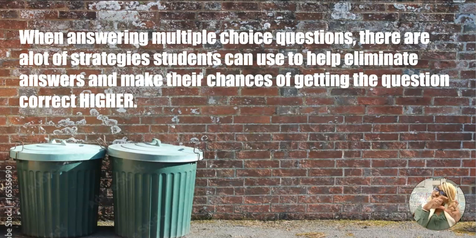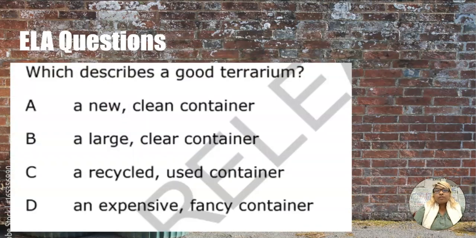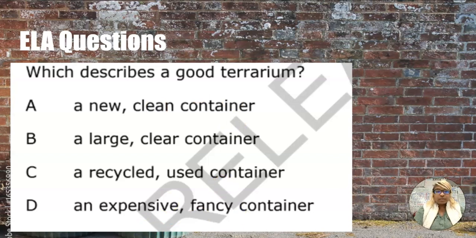So if you see the little spot up there where it says release test, that is because it is an actually released EOG. I took it straight off of the DPI website, but that watermark cannot get taken off. So you will see that, but we're just going to go through and I want to talk about some ways that students can use some strategies in reading, math, and science to help them eliminate some answers when they are taking tests.